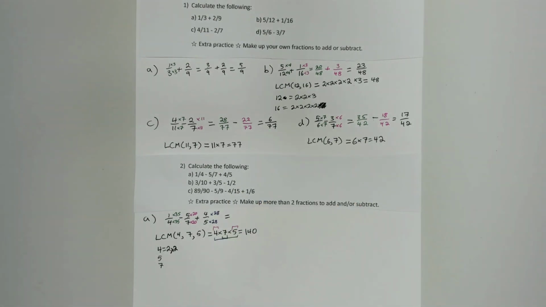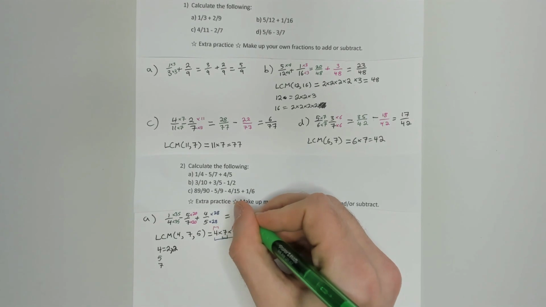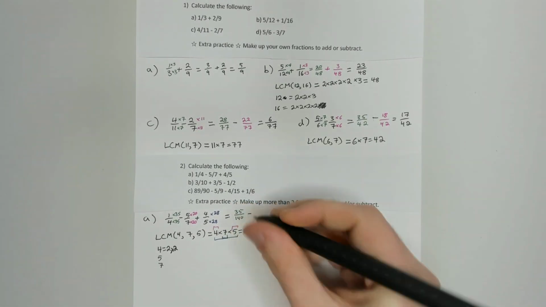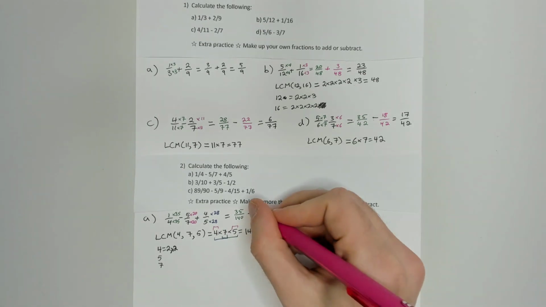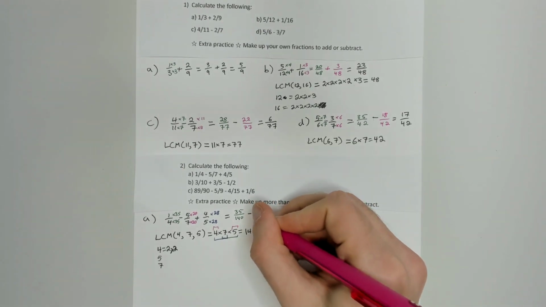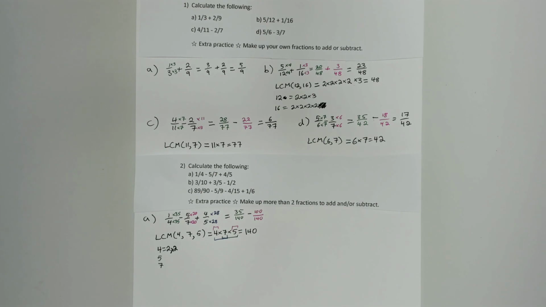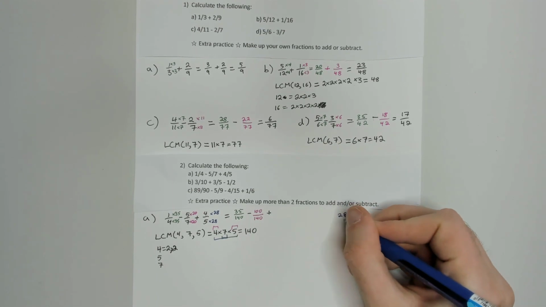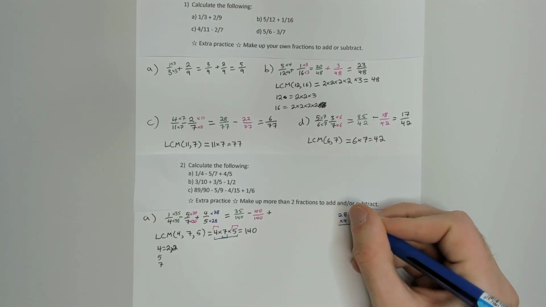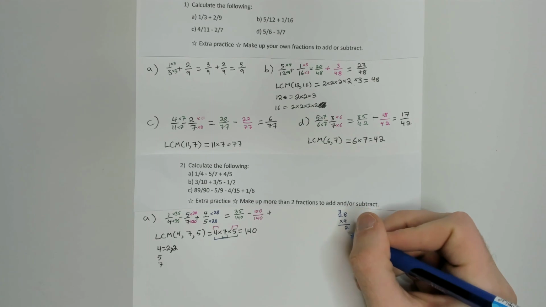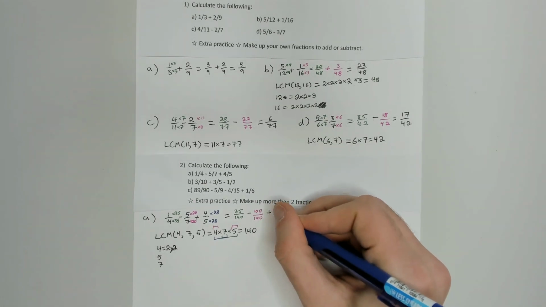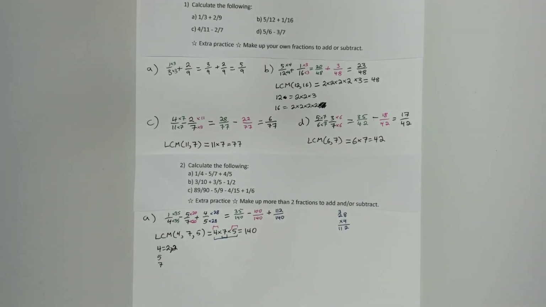Alright, so doing that, the first one we have 1 times 35, which is 35 over 140. And then we have 5 times 20, which is 100 over 140. And then we have plus 4 times 28, which might not be one you know how to do in your head, so we can do it on the side here. 4 times 8 is 32. 4 times 2 is 8, plus the 3 is 11, so we get 112 over 140. So these are all of our equivalent fractions.